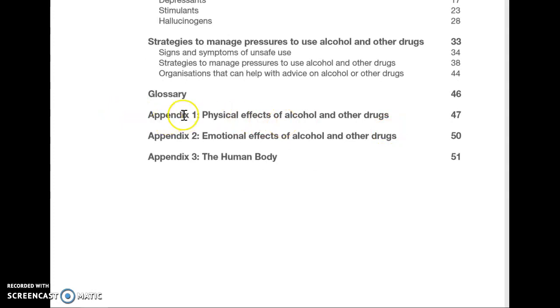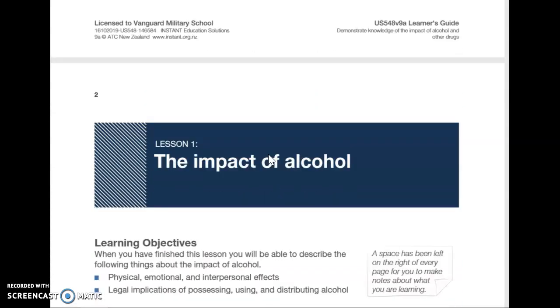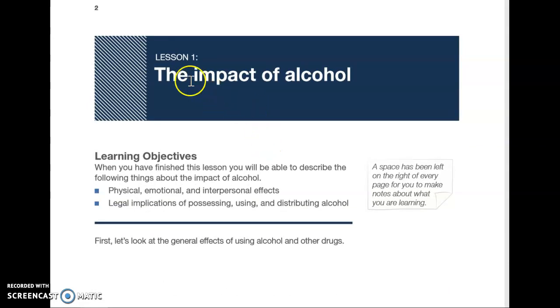Also have a look here. You're going to see the word appendix come up, and these are the page numbers, and you're going to see shortly that you're going to be looking at the appendix and looking at some words to get a definition for. So let's go down to lesson 1, the impact of alcohol.